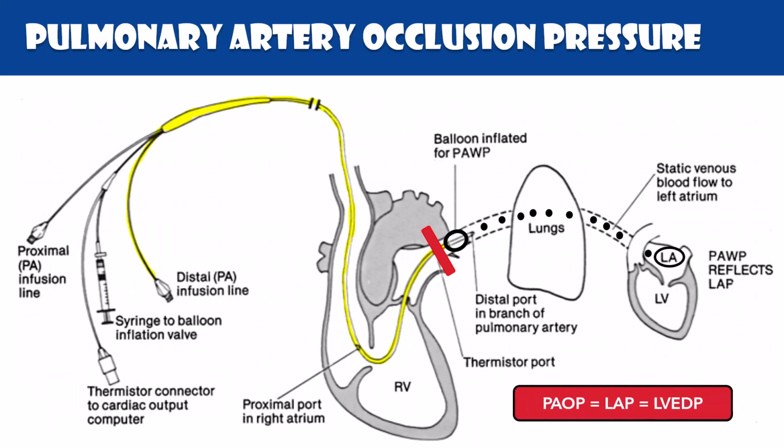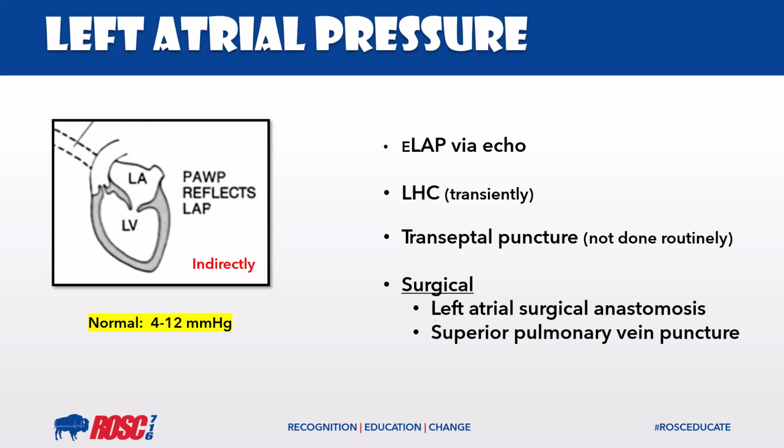I again do want to reiterate the assumption that in a perfect working heart, valves, and lungs, PA occlusion pressure equals left atrial pressure, which equals left ventricular end diastolic pressure. Now let's move over to the left atrial pressure. So again, the PA occlusion pressure reflects the left atrial pressure. We normally measure this indirectly. Normal is about 4 to 12.